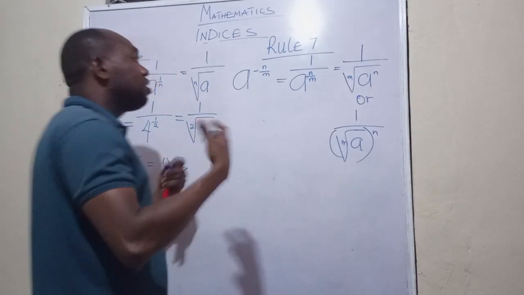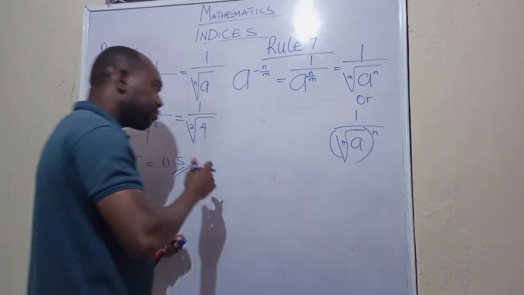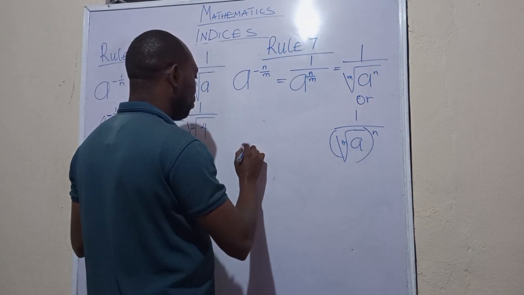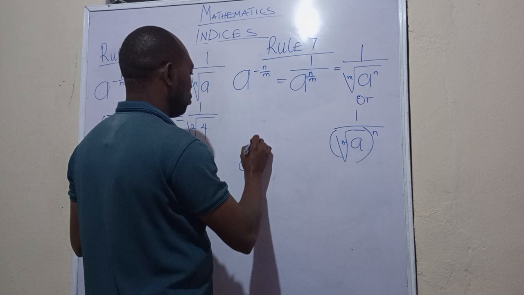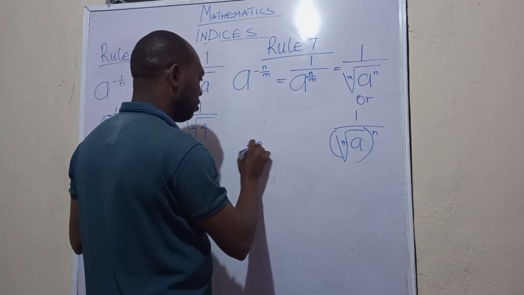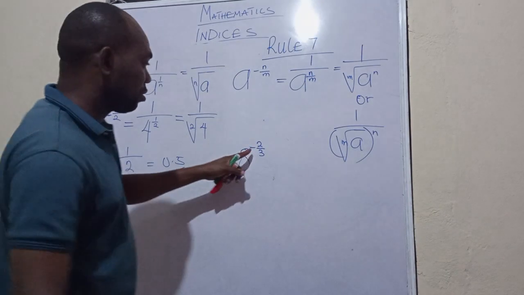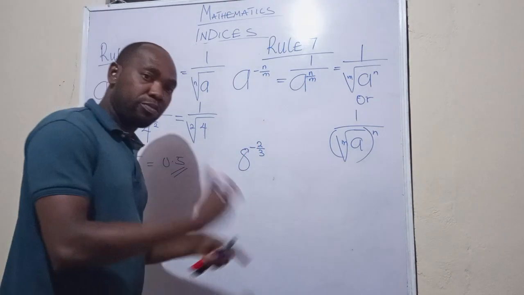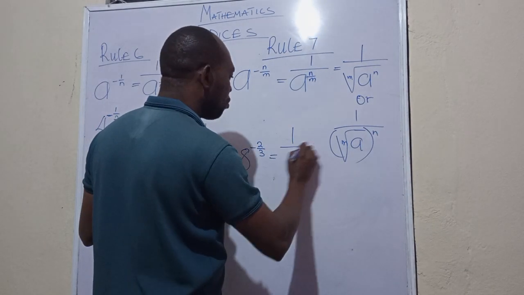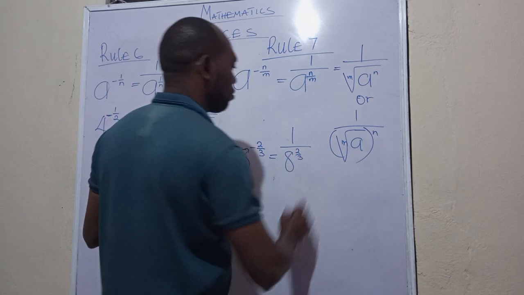Now let's see how this problem can be solved. For example, if we have 8 raised to the power of minus 2 over 3, there is a minus sign. So because of the minus sign, 8 will be reciprocated, which is now going to be 1 all over 8 raised to the power of 2 over 3.